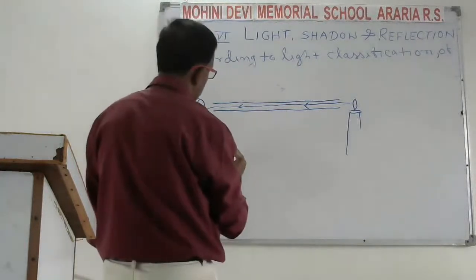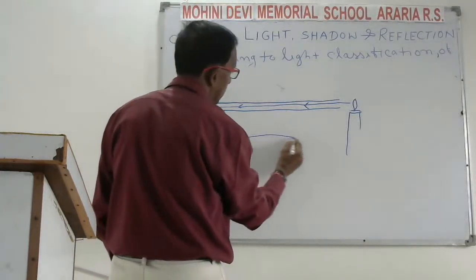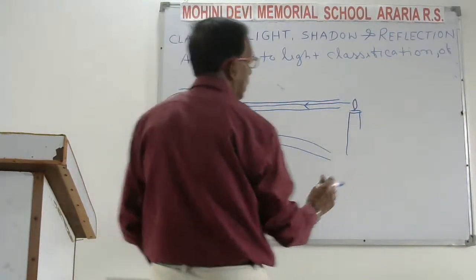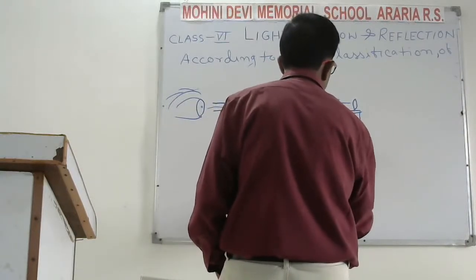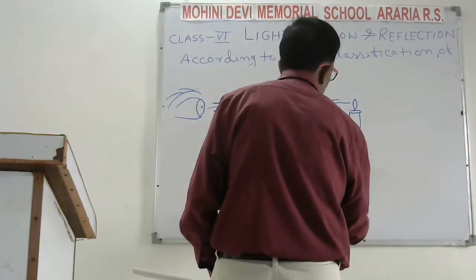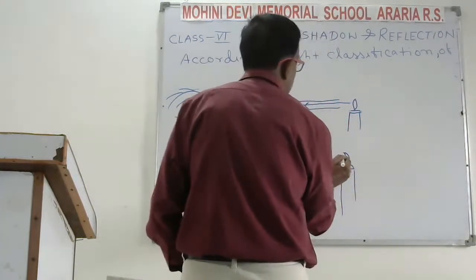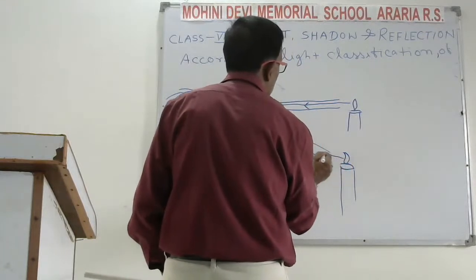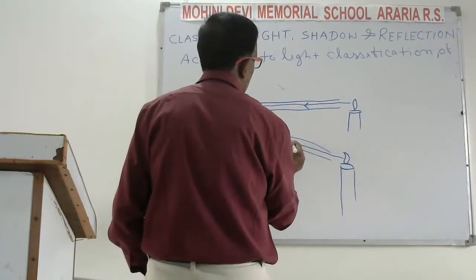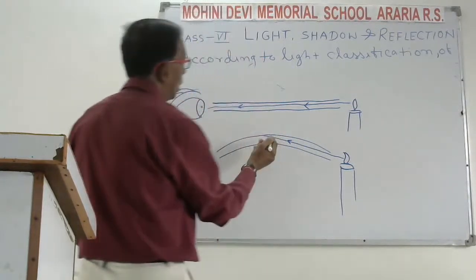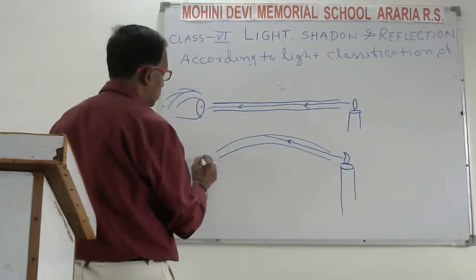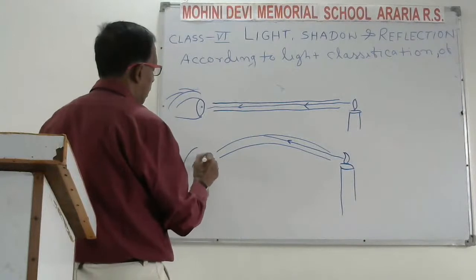And if this path is bent, then what happens? If the flame of the candle is here, what happens, my children? The light starts to propagate from here and it comes and strikes here. From here, it is unable to move along this path, and so you are unable to see the burning candle.